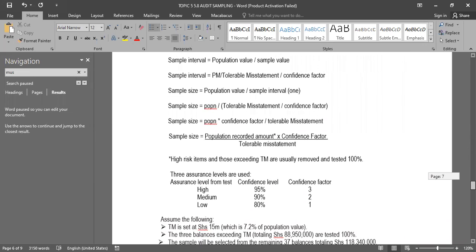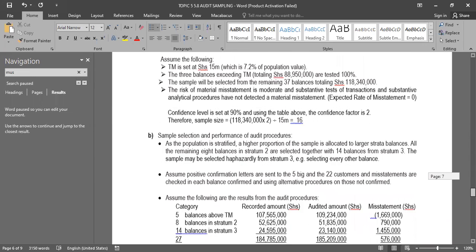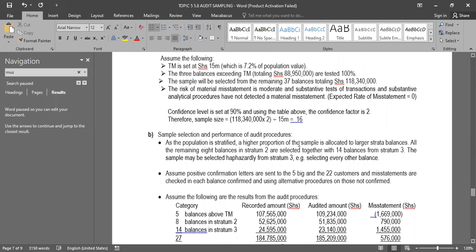So if I take you to what I was just saying, a high proportion of the sample is allocated to the larger strata balances, of course. Now all remaining, they're not 8 remaining, they're actually 10. All 10 remaining balances in stratum 2 are selected together with the, not 14, but rather 6, to make the 16. With the 16 balances from strata 3, the sample may be selected haphazardly from stratum 3, because strata 3, remember, it's having a balance.